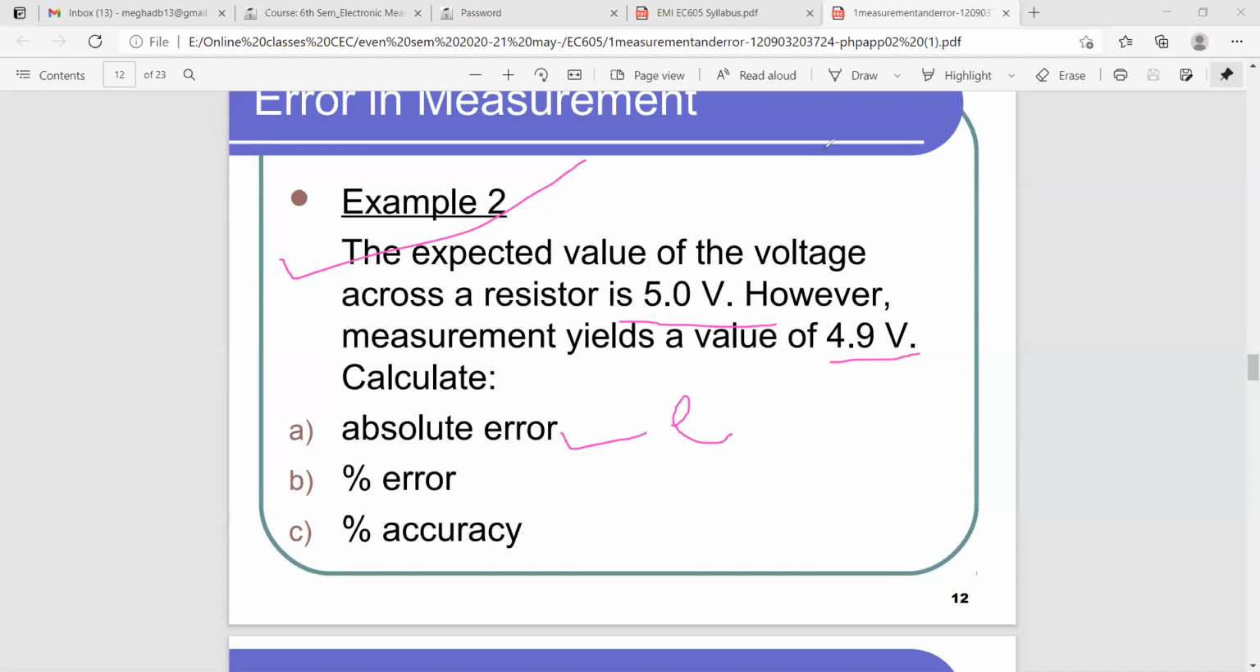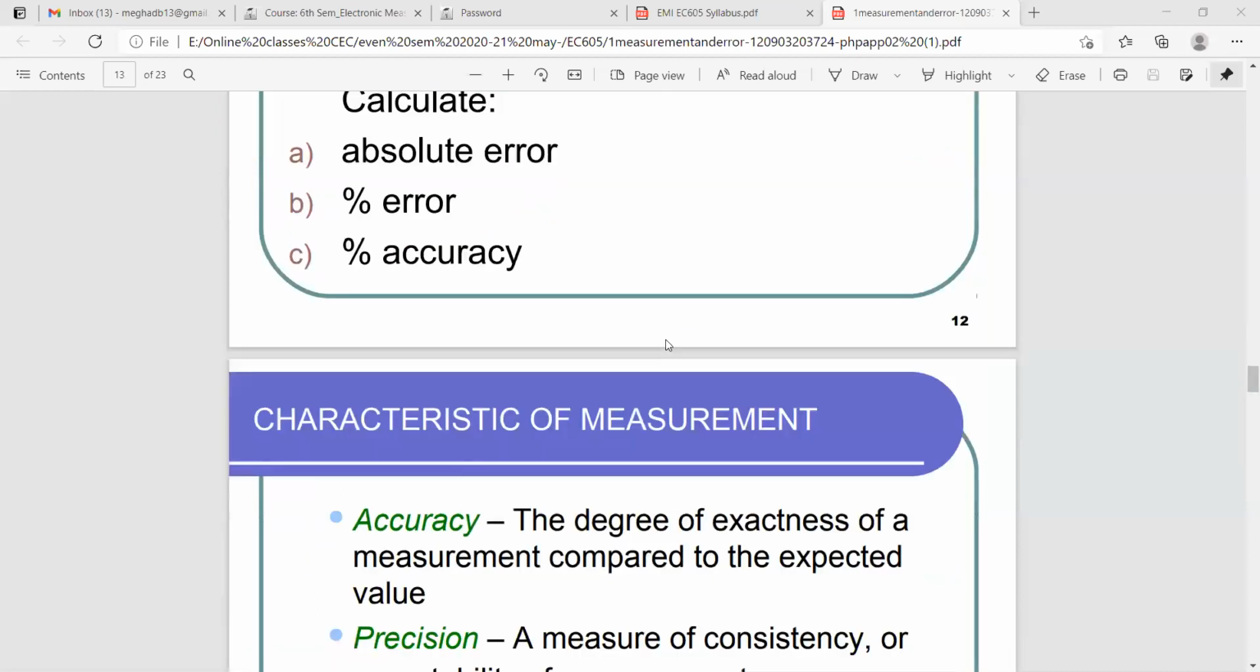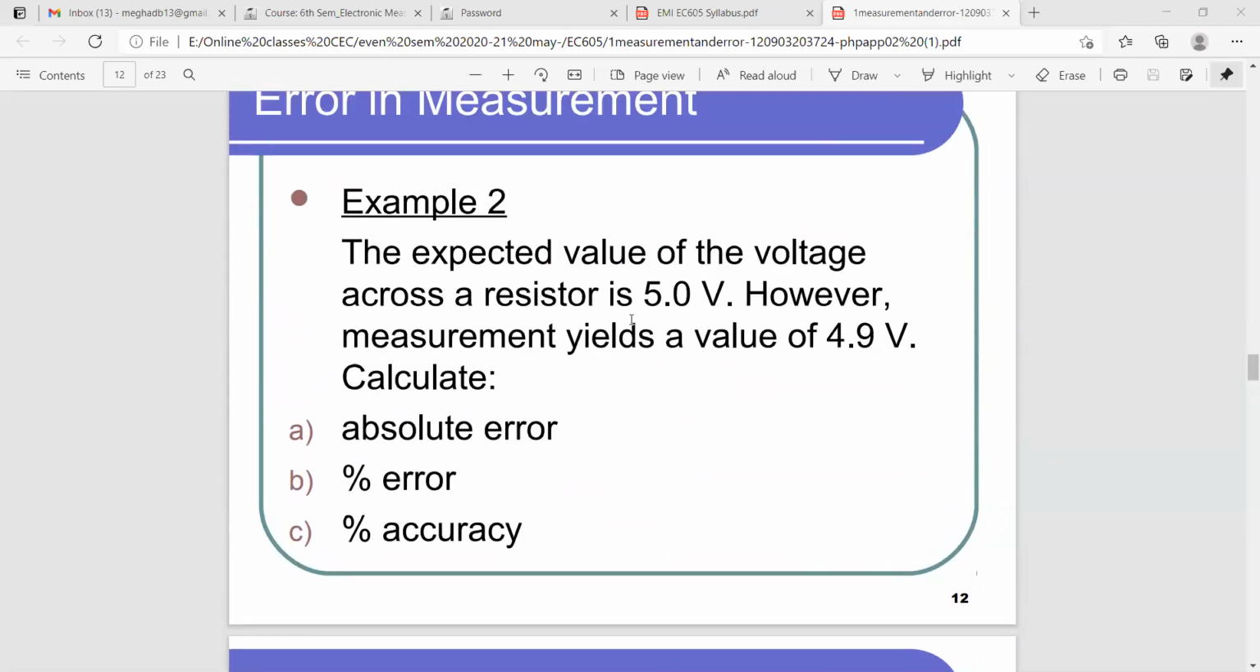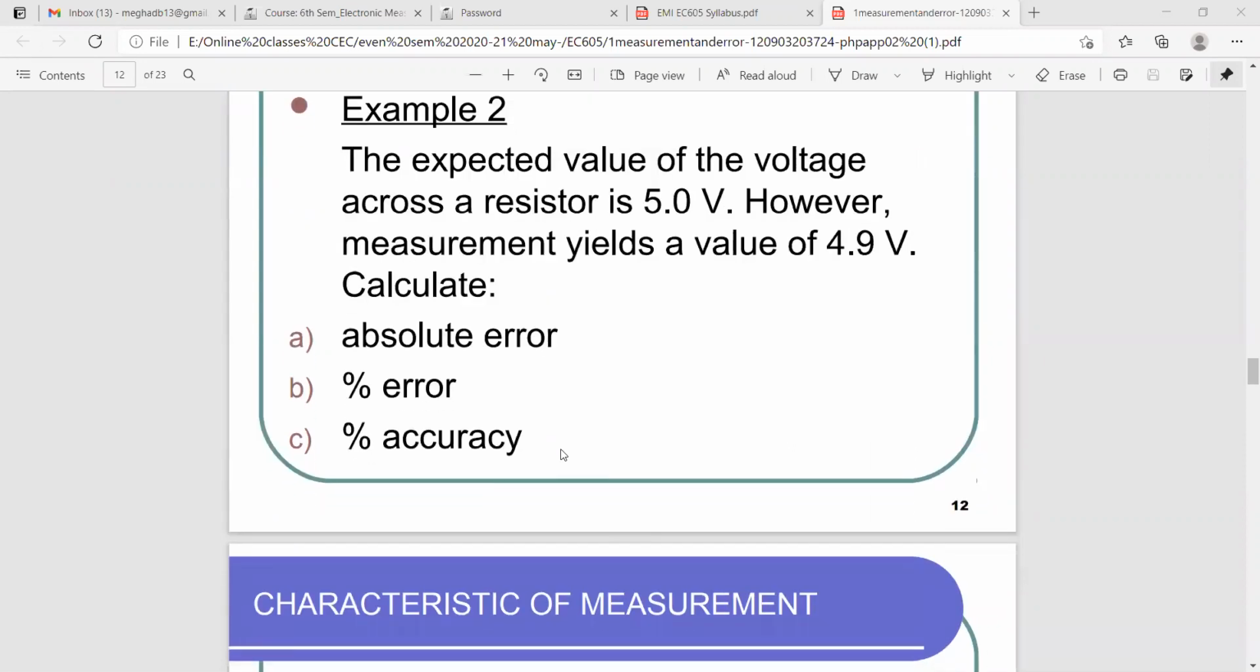Let us see how they have proceeded in this problem. Oh, the problem is not solved. Very nice, so you will do this problem and tell me the answer in the next class. Take down this problem, because I told you the formula of absolute error, percentage error, and percentage accuracy. So you can easily find it out. In my next class, you will tell me the answer.